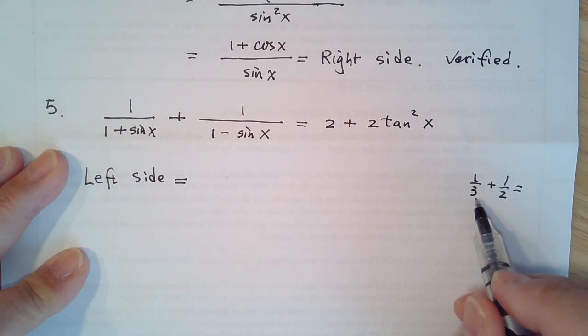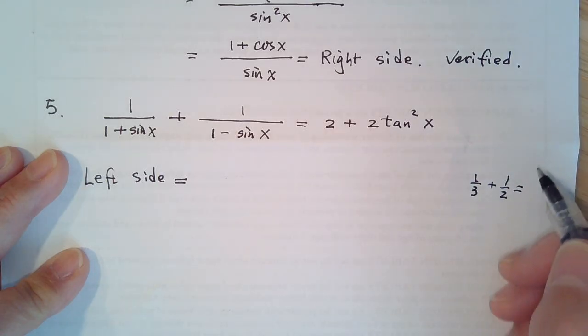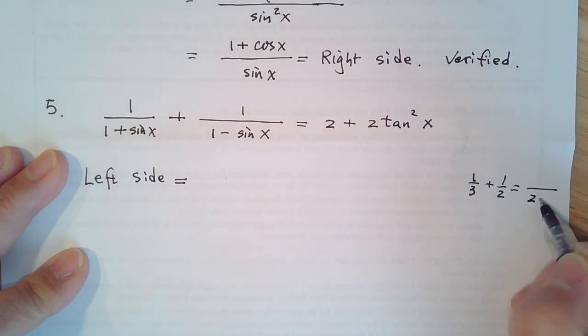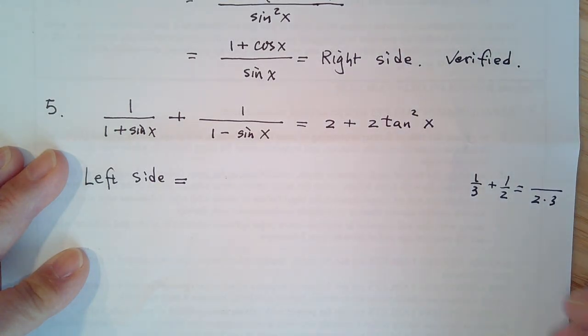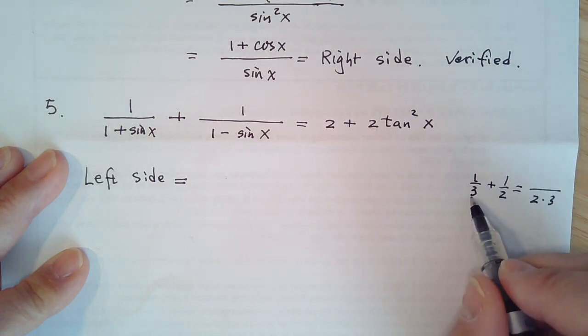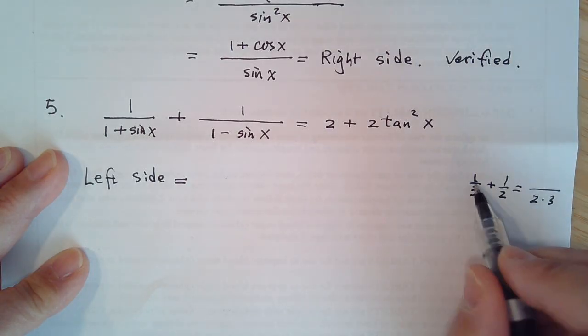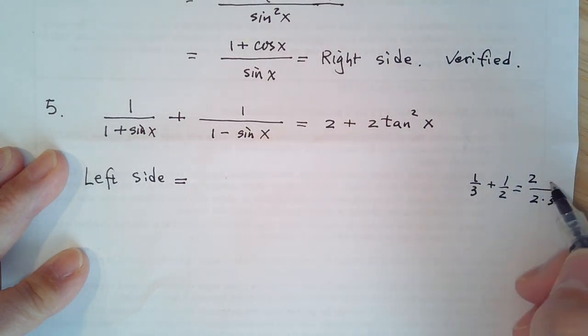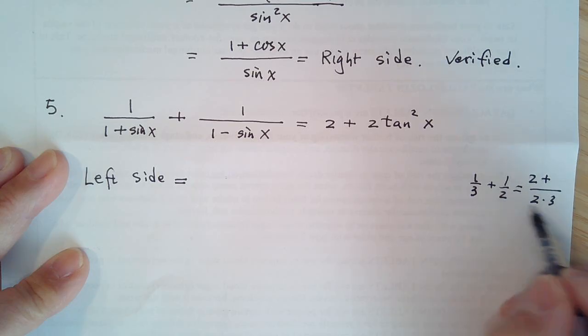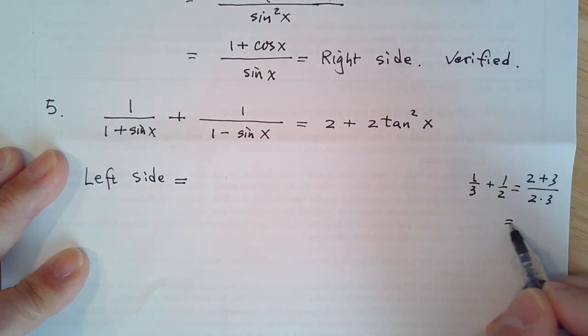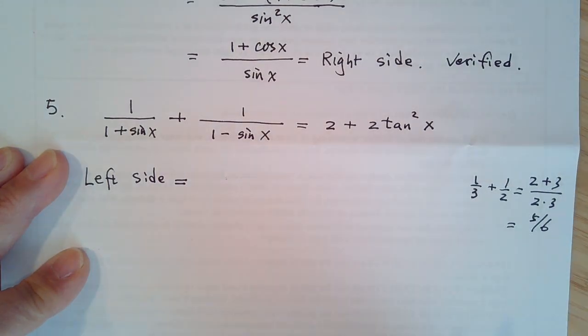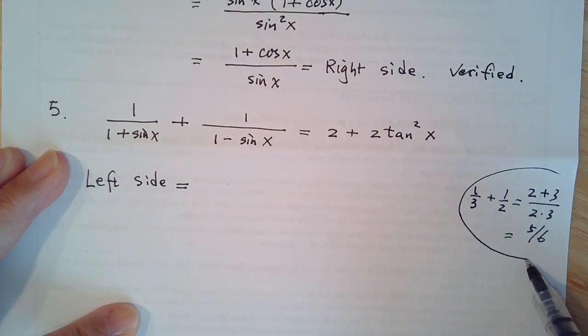In this case, because 2 and 3 are prime to each other, I'm going to get 2 times 3, which is 6. And then we're going to change the numerator, because the 3 is multiplied by 2 to get 6. So here you're going to multiply by 2. And the second term, because of the 2, you multiply by 3. So you get 5 over 6, right?